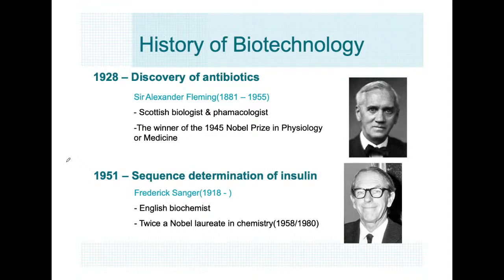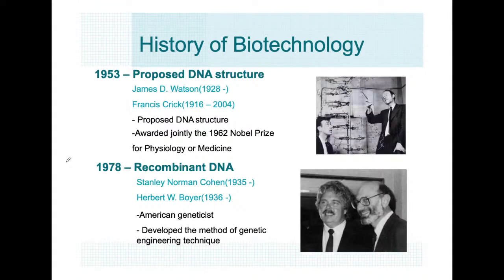Then the discovery of antibiotics by Alexander Fleming, a Scottish biologist who got the Nobel Prize in 1945. Then the determination of insulin sequence by Friedrich Sanger, a two-time Nobel Prize winner, followed by the discovery of nucleotides. Then the DNA structure was proposed by James D. Watson and Francis Crick, who got the Nobel Prize together in 1962 for the structure of DNA.